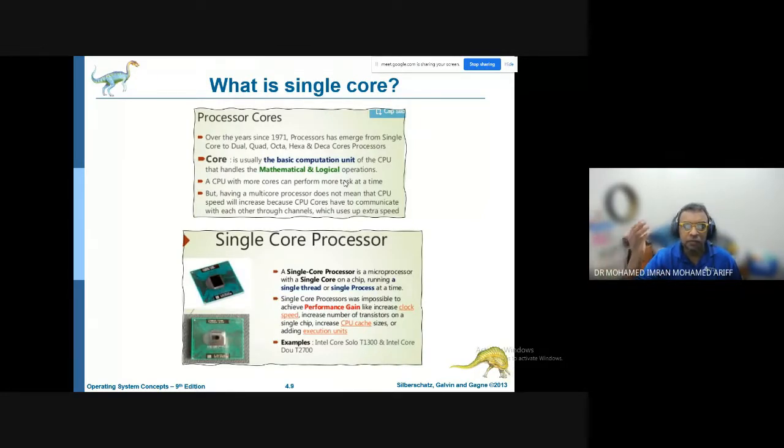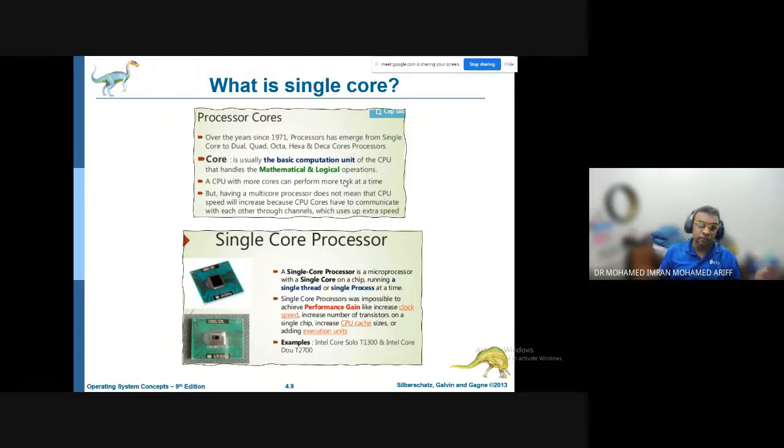So the human brain works as if the right side will control certain activities of the human, and the left side will control certain activities of the human. A similar situation happens in a dual core. Dual core means both cores can run simultaneously and run more processes at one single point in time.